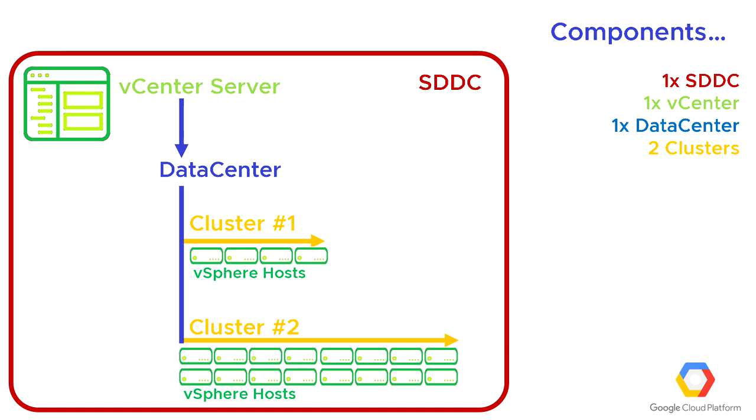We've got one vCenter server in which we've created a software construct called the data center, in which we've created two more software constructs called clusters. And in those clusters, that's where we logically place our hosts. Cluster 1 has four vSphere hosts. Cluster 2 has 16 vSphere hosts. So that's a logical grouping of how you should think about a VMware SDDC or software-defined data center.